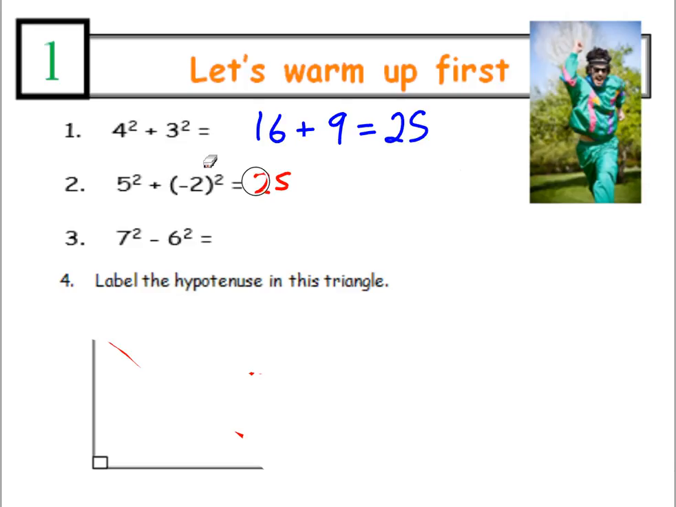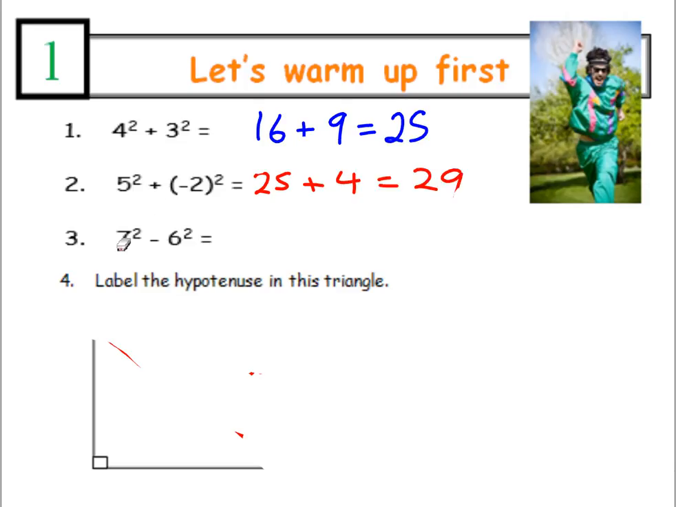5 squared, you're probably guessing, is 25, plus negative 2 squared. By accident, some people might think it's negative 4, which is incorrect. Negative 2 squared means negative 2 multiplied by negative 2, and remember, a negative multiplied by a negative is a positive. So then we'll get 29. 7 squared minus 6 squared.